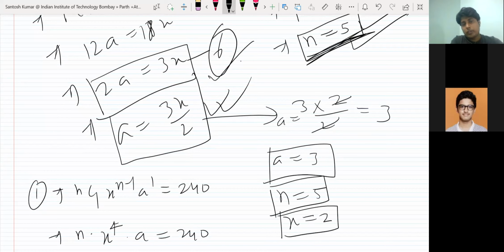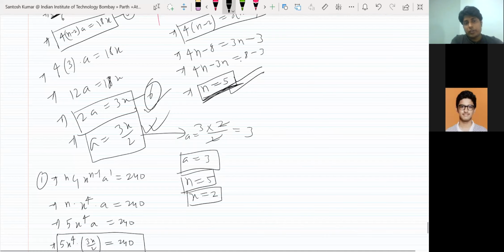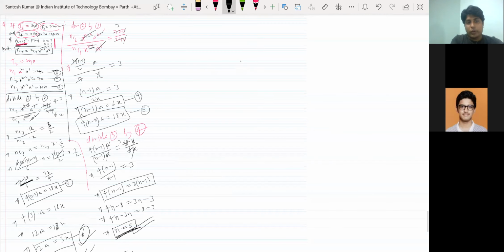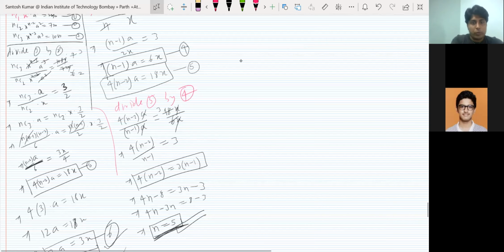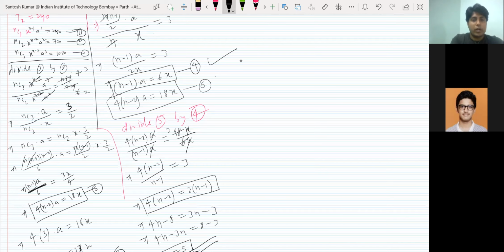Okay. So now you see how I did. We had 3 equations. I divided 2 by 1, and 3 by 2, and I got 2 more equations. After solving these two, I got the value of n.